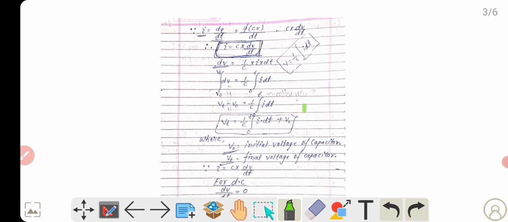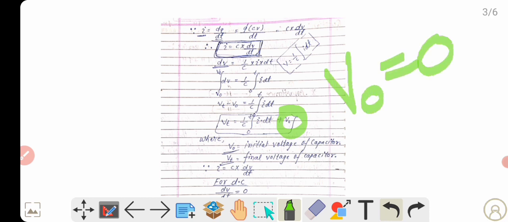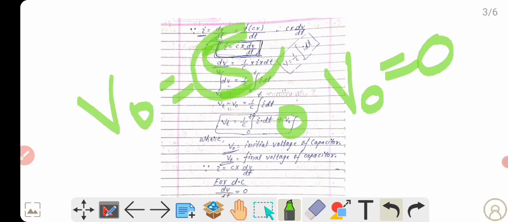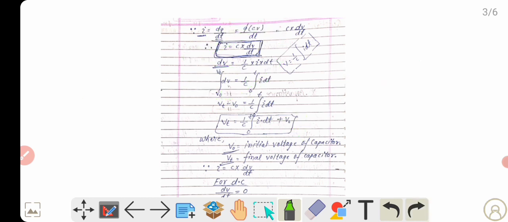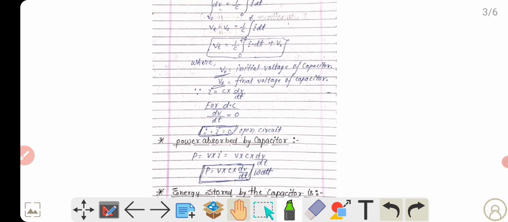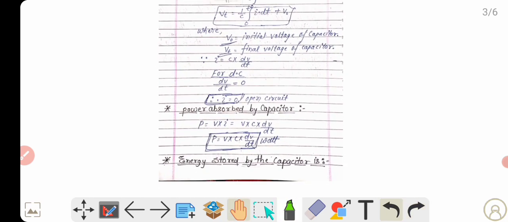Now my dear friends, here one point to be noted is that V0 is the initial voltage of the capacitor. If the capacitor is initially discharged or completely discharged, then the value of V0, that is the initial voltage, becomes 0. And in the equation, if it is given that the capacitor is initially charged, then some value of voltage will be given, say for example 5. This is basically the initial voltage of a capacitor. As you can see here, V0 is the initial voltage of the capacitor, and Vt is the final voltage of the capacitor.